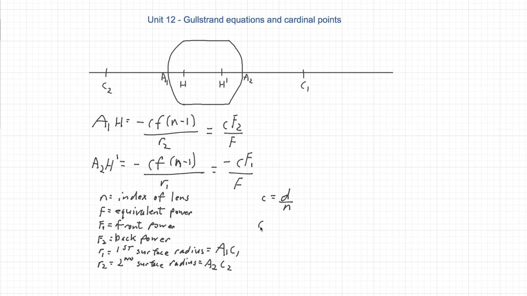D is the thickness of the lens if you're dealing with a thick lens, or it's the distance between the two thin lenses if you're dealing with that type of system. And remember, C is in meters for the last mathematical expression, CF2 over F and minus CF1 over F. And the focal length equals 1 divided by the power.